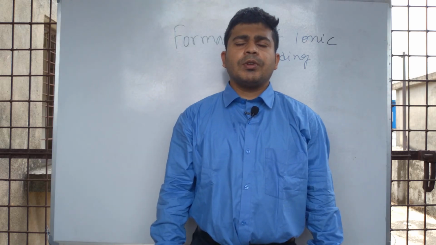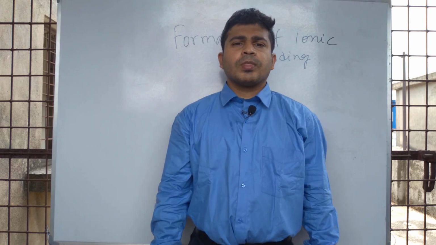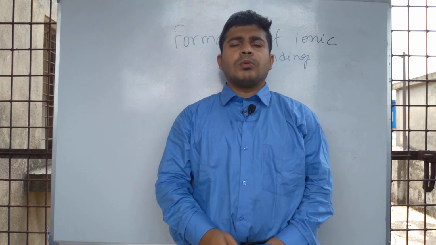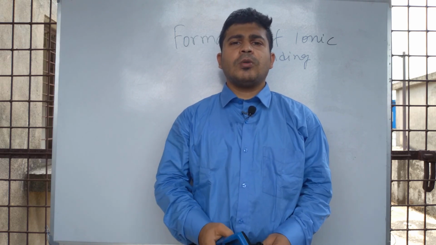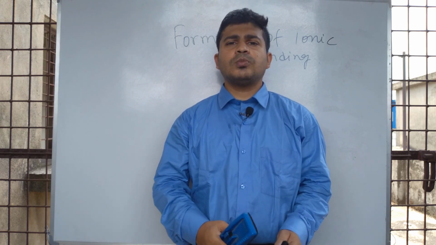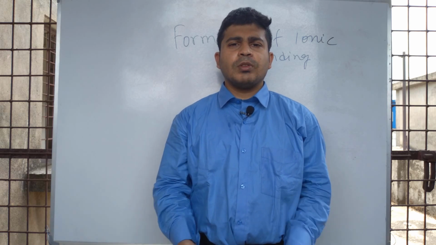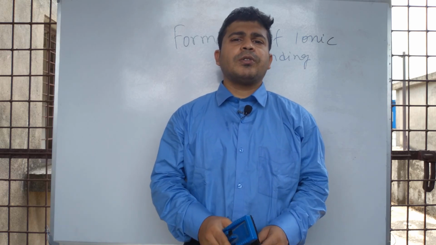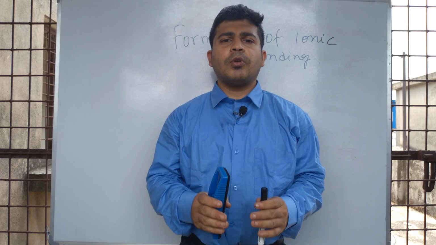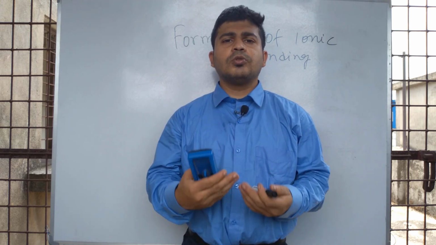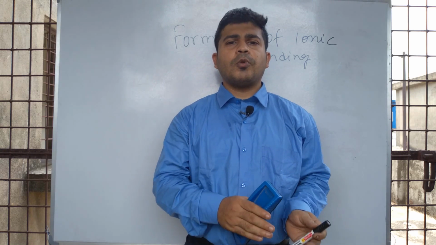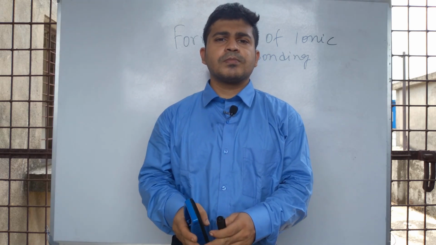Ionic bonding is a type of chemical bonding which is formed by losing one or more electrons, or transferring one or more electrons from one atom to another atom. This is actually what an ionic bond is. Ionic bonding is formed by transferring or losing one or more electrons from one atom to another atom.